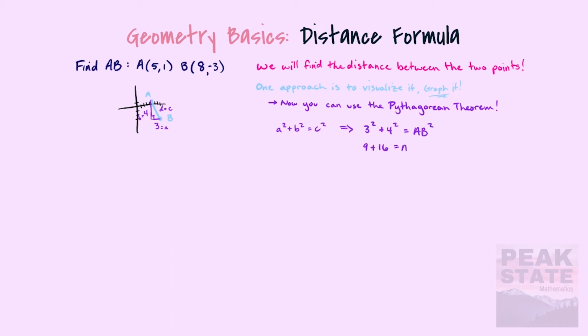So 3 squared plus 4 squared equals AB squared. 9 plus 16 equals AB squared. The square root of 25 is 5. And now we found our distance. That's just one way you can do it, visually, right?